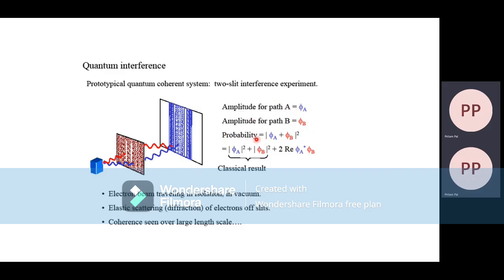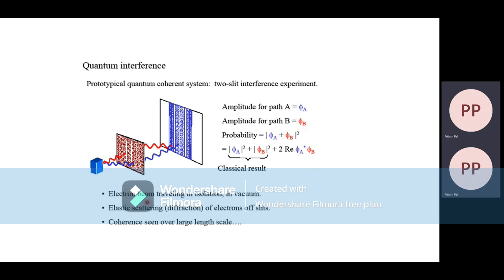So what will be the probability? Simply the magnitude square of the total amplitude, which is nothing but the mod square of phi A plus phi B. If we simplify this, it becomes phi A square plus phi B square, plus the real part of phi A star times phi B. These are complex numbers, right? So this basically corresponds to the classical region, and this last part is coming because of the quantum interference.